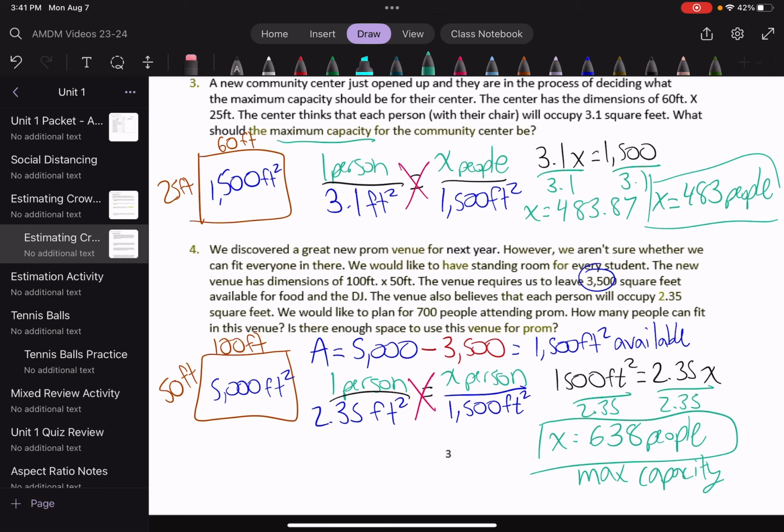And since this is the max capacity, there is not enough space for the 700 people. That is less than 700. So this is not a good venue. Not enough space. Sad times.